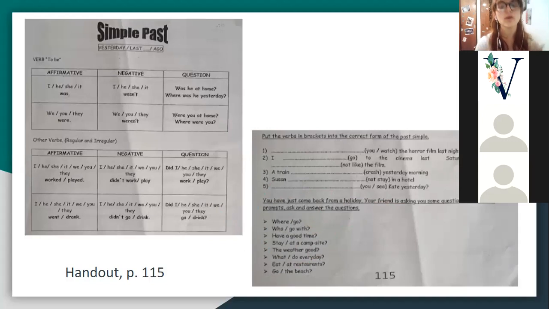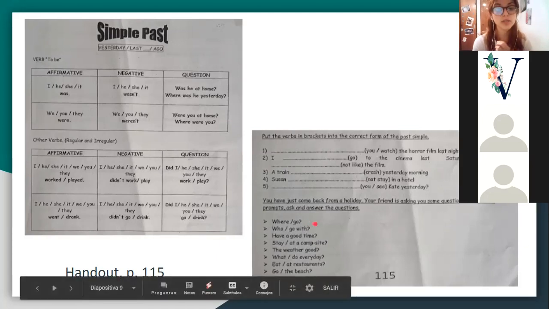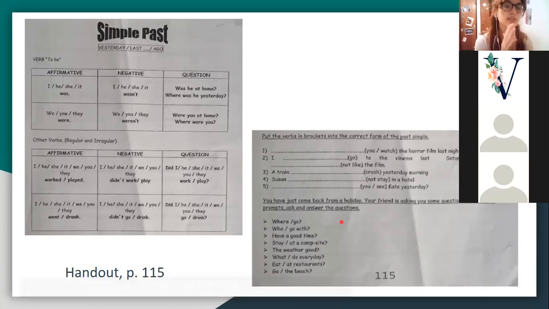It says you have just come back from a holiday. Your friend is asking you some questions. Look at the prompts and ask and answer the question. So I will be both my friend and myself. So my friend says, "Where did you go?" And you have to write, "Where did you go?" Write the questions and orally answer it. So I went to the Bahamas. I wish.